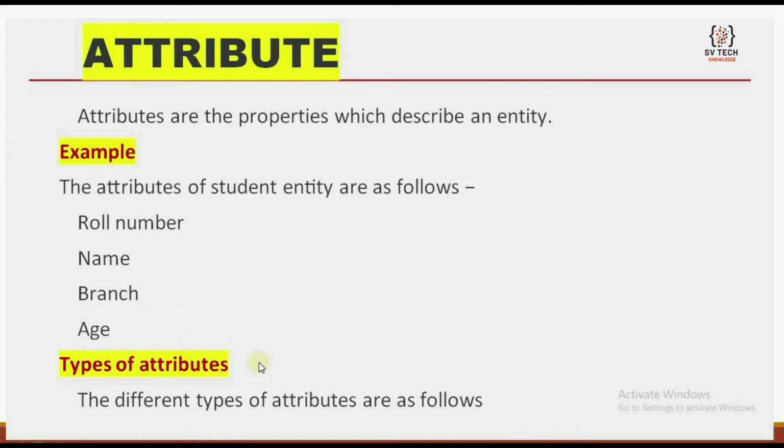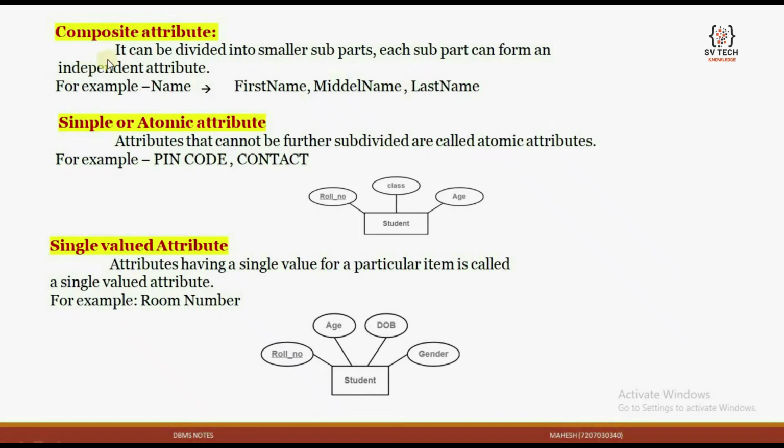Here we have so many types of attributes in our DBMS. We can see in the next slide, that is composite attribute. Composite attribute means a simple attribute which can be divided into subparts further is known as composite attribute. For example, if we take name as an attribute, we can divide that name into first name, middle name and last name like this. The attribute which can be divided into subparts is known as composite attribute.